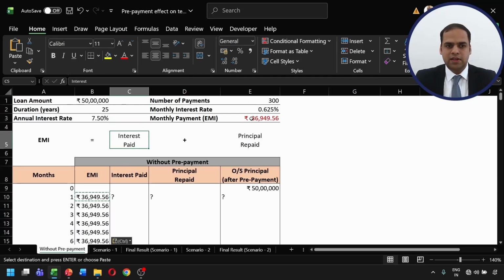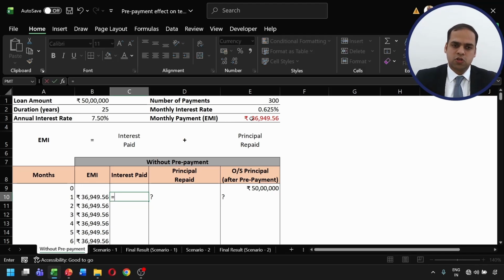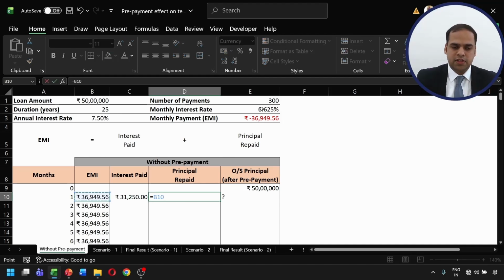And now to calculate the interest portion which we have paid out of that EMI, it is the simple interest formula P into R into T. So P is our outstanding principal, R is 7.5%, and T is 1 divided by 12, which gives the monthly interest rate. So P into R into T. R into T is 0.625%, and we freeze this monthly rate. Now to calculate the principal repaid portion, we just subtract the interest portion from the EMI.